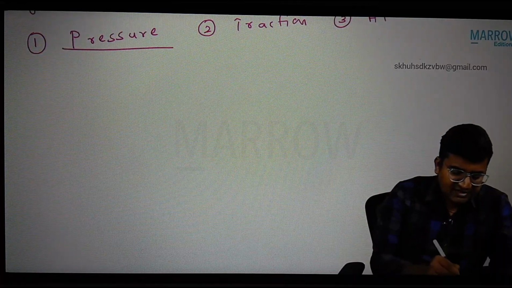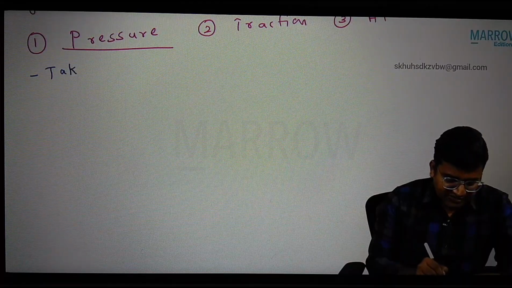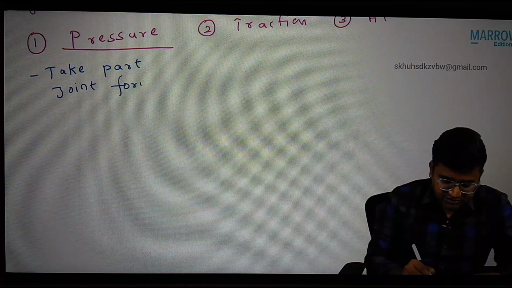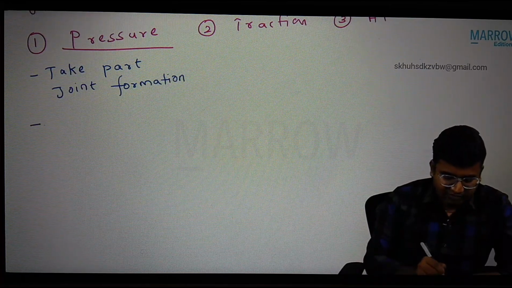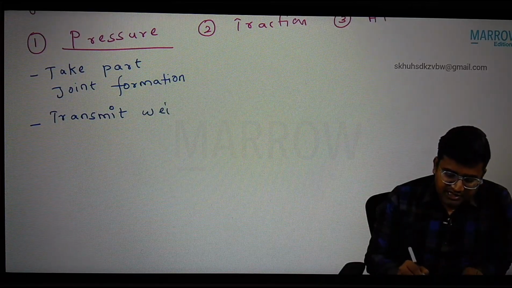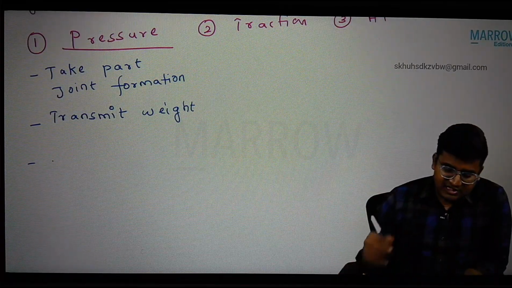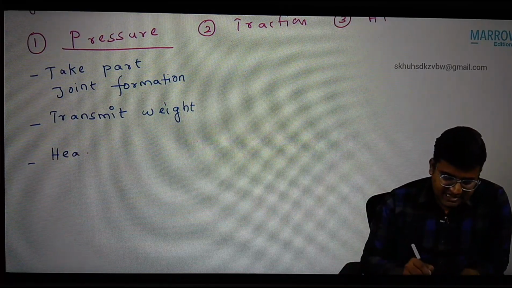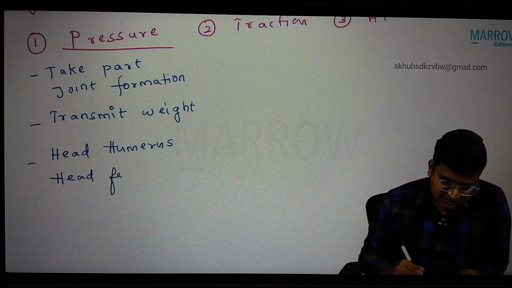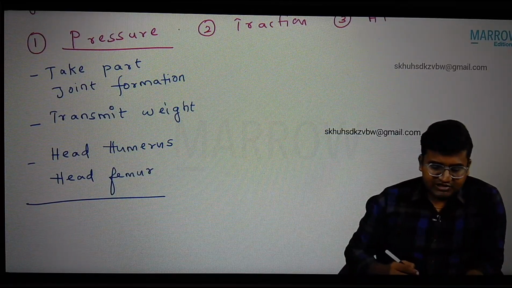Pressure epiphyses take part in the joint formation, and they transmit weight. Now what are the examples for pressure epiphysis? The head of the humerus bone and the head of the femur are the examples for the pressure epiphysis.